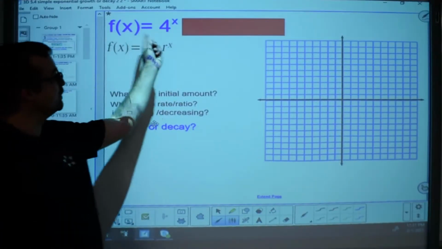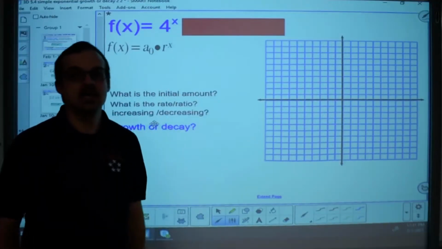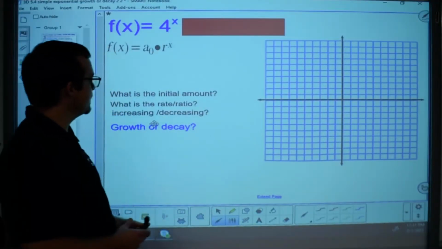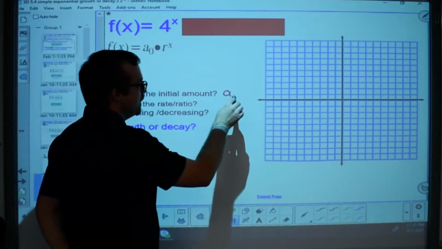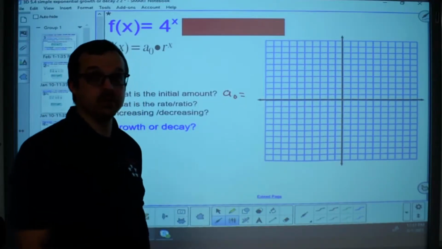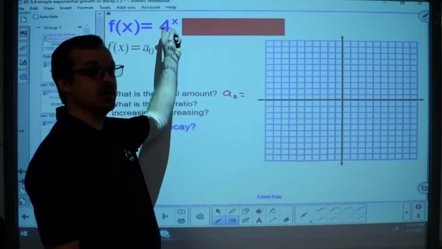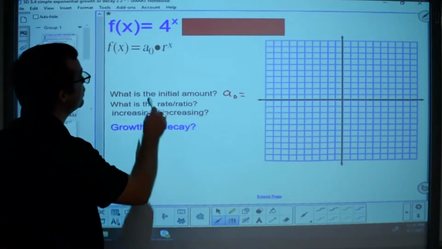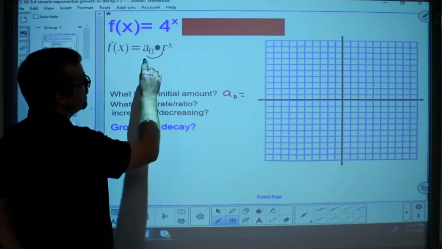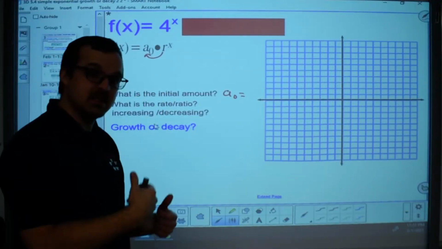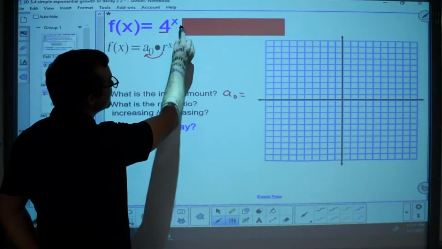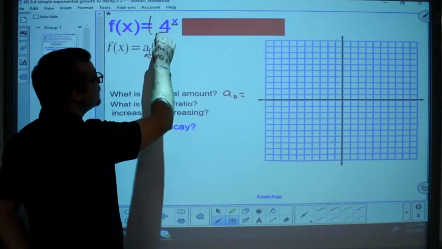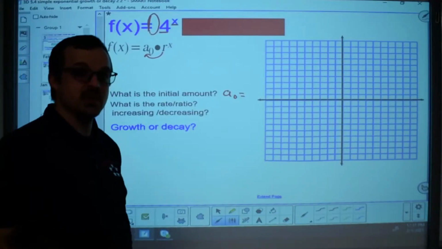I got f of x equals 4 to the power of x. Most of my students, when I ask them the first question, what is the initial amount? That's a sub 0, right? A lot of people say 4, because that's the first number. Not quite, because the initial amount is actually in front of the base of that exponent. So the base here is 4, the exponent is x, but the number sitting right out here in front is what the initial amount is.